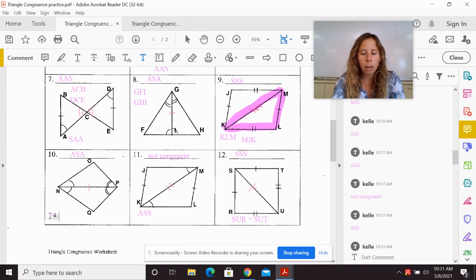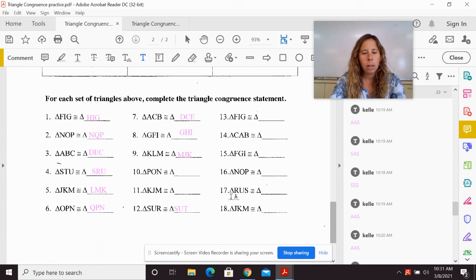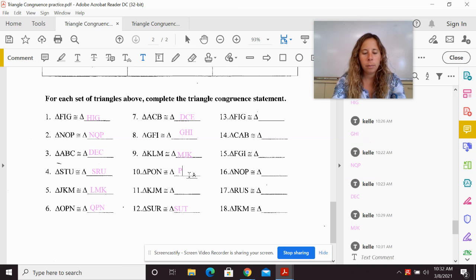Number 10, PON. So triangle PON is congruent to P. Oh, and now you can just match up angles again, which I like. So angle P is congruent to angle P. Angle O is congruent to angle Q. And then angle N is congruent to angle N. So PQN. Okay. Number 10.